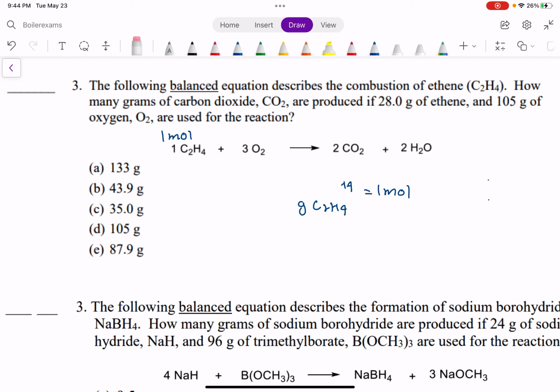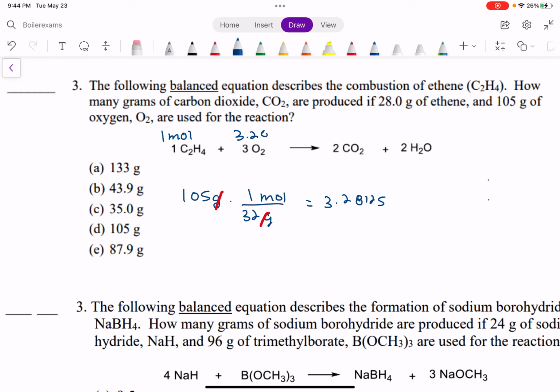Let me erase all this now. And let's do the same thing for oxygen. We have 105 grams. The molecular weight of oxygen is 32 grams in 1 mole. Grams cancel, and we're going to get 3.28125.